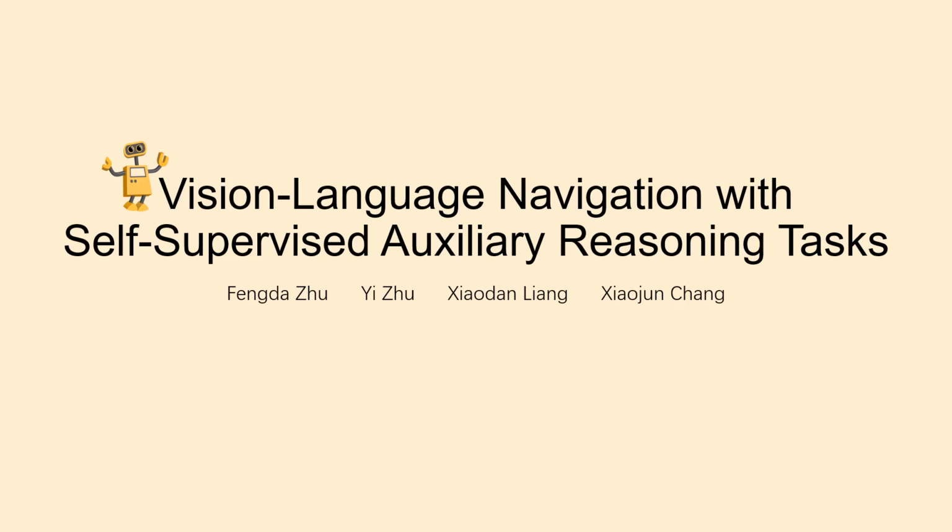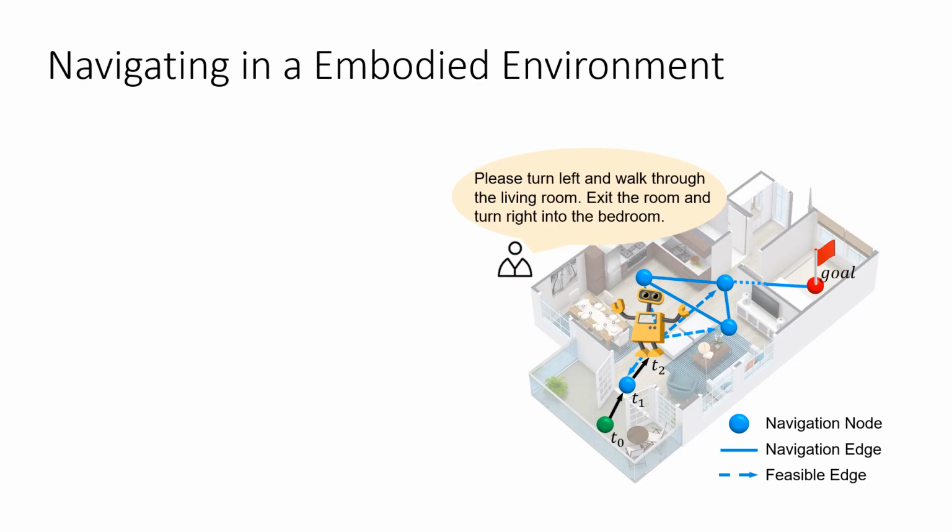Here we introduce our paper, Vision Language Navigation with Self-Supervised Auxiliary Reasoning Tasks. Vision language navigation is a task which requires a robot to navigate in a 3D environment, following a natural language instruction. For example, in this figure, the yellow robot takes the instruction, please turn left and walk through the living room, exit the room and turn right into the bedroom.